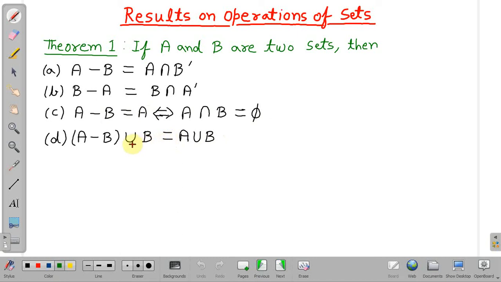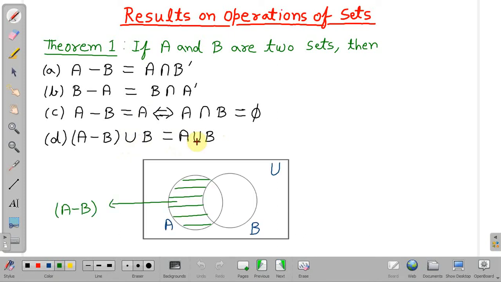Coming to the next result: A minus B union B will be equal to A union B. We will see through a Venn diagram. This green shaded portion is A minus B. If we take union with set B, we get these full two circles. So A minus B union B will be equal to A union B. We have to add this portion: A minus B is this green shaded area, plus this, and when we add we get A union B.